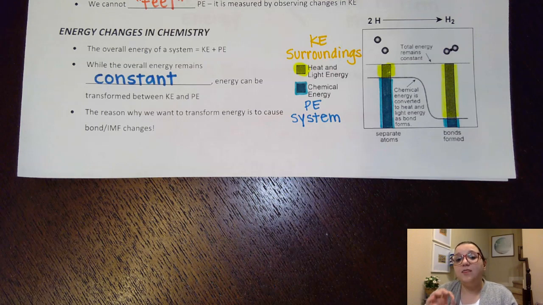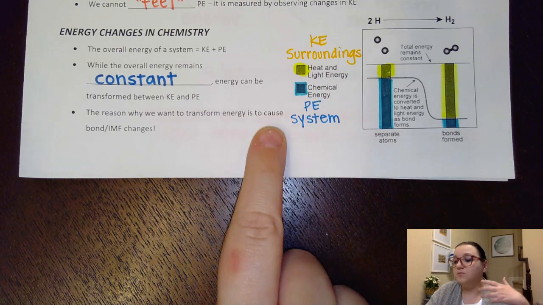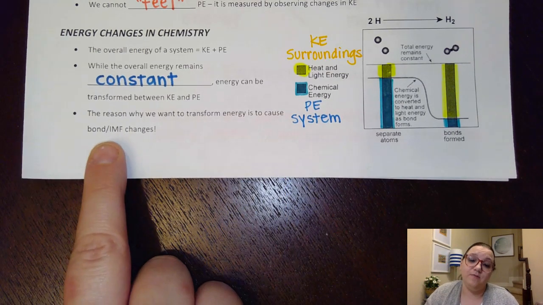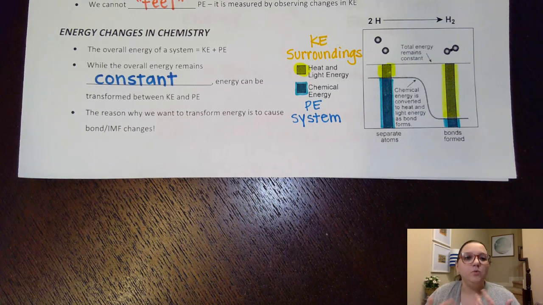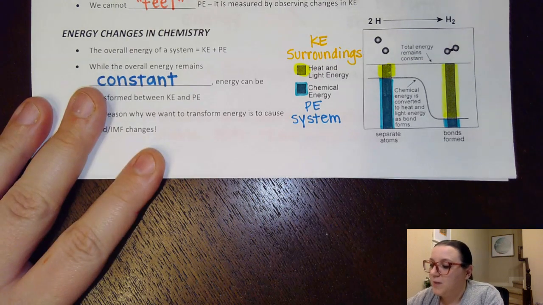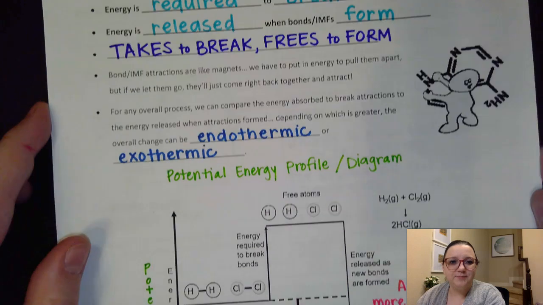Now, the key thing about transforming energy is that it typically happens when I have some sort of bond or IMF changes. And depending on what kind of change I'm doing will depend on if the energy is released to the surroundings as kinetic or absorbed as kinetic energy. It really depends on if I'm endothermic or exothermic. So let's go ahead and look at the next page. And hopefully at the top of the next page, we'll see a term that we're a little bit familiar with.